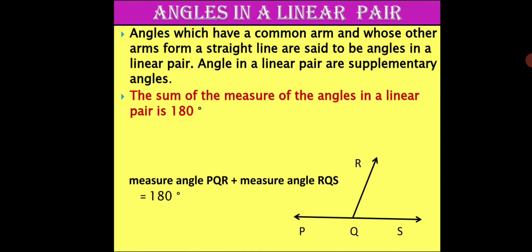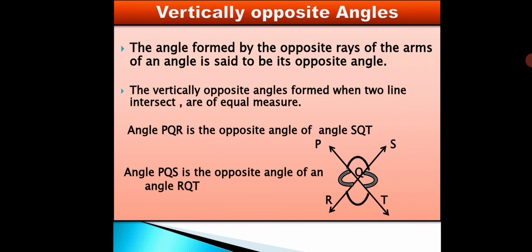So as per that here, measure of angle PQR plus measure of angle RQS is equal to 180 degrees. It means we can conclude that angles which have a common arm and whose other arms form a straight line are said to be angles in a linear pair. Okay students? So now we will move on toward the next concept, that is vertically opposite angles.